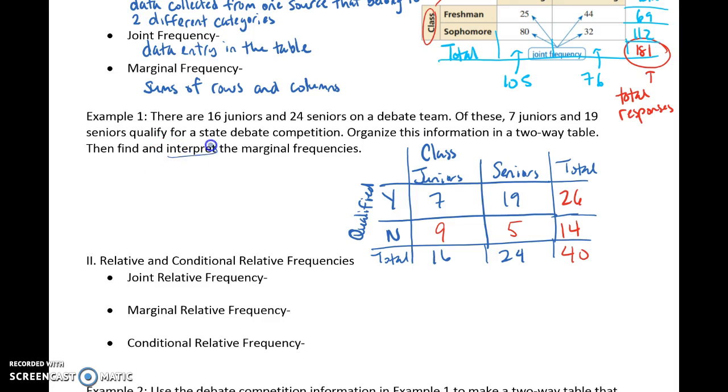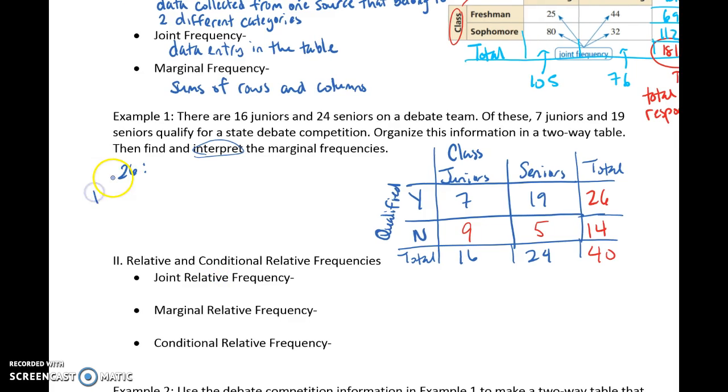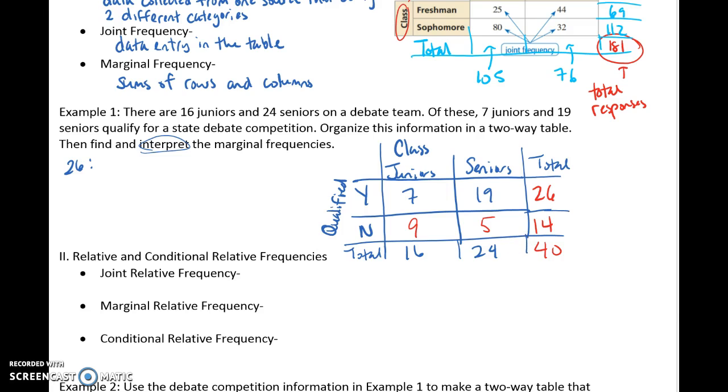Interpreting the marginal frequencies just means take your totals and tell me what they mean. So obviously we know 16 and 24 because that was given. So let's look at the three red numbers on the right margin. So 26 represents what? 14 represents what, right? And then finally, what does the 40 represent?